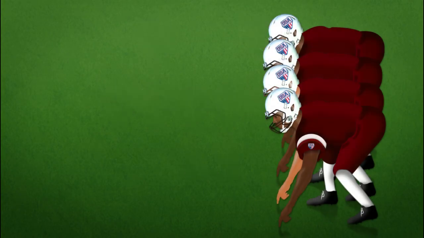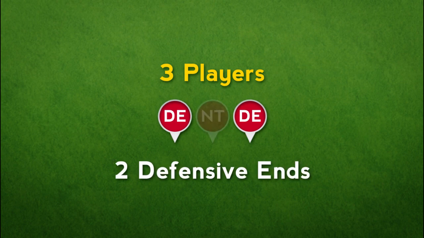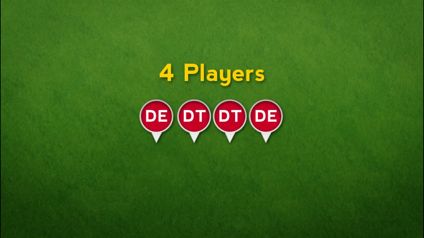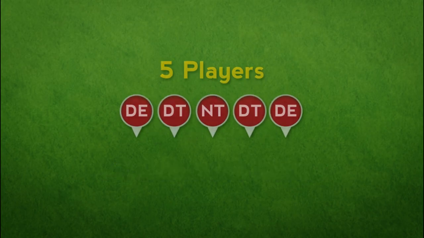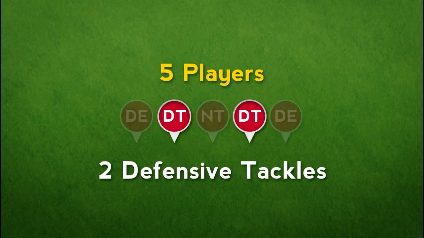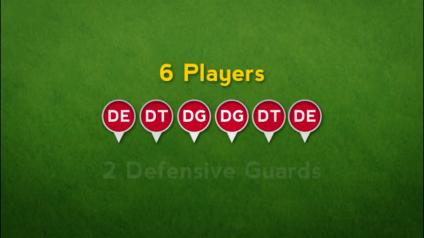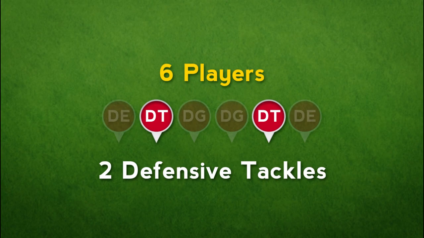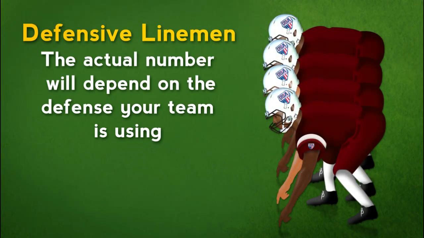The defensive line may consist of 3 players, 1 nose tackle and 2 defensive ends; 4 players, 2 defensive tackles and 2 defensive ends; 5 players, 1 nose tackle, 2 defensive tackles, 2 defensive ends; or 6 players, 2 defensive guards, 2 defensive tackles, 2 defensive ends. The actual number of defensive linemen used in the game will depend on the defense your team is using.